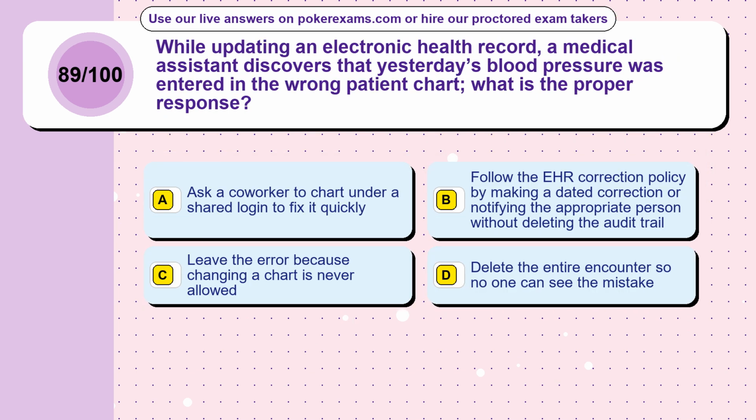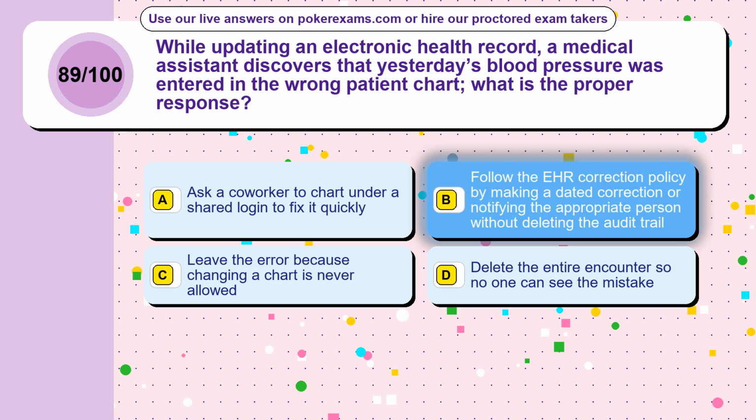Question 89. While updating an electronic health record, a medical assistant discovers that yesterday's blood pressure was entered in the wrong patient chart. What is the proper response? Option A. Ask a coworker to chart under a shared login to fix it quickly. Option B. Follow the error correction policy by making a dated correction or notifying the appropriate person without deleting the audit trail. Option C. Leave the error because changing a chart is never allowed. Option D. Delete the entire encounter so no one can see the mistake.